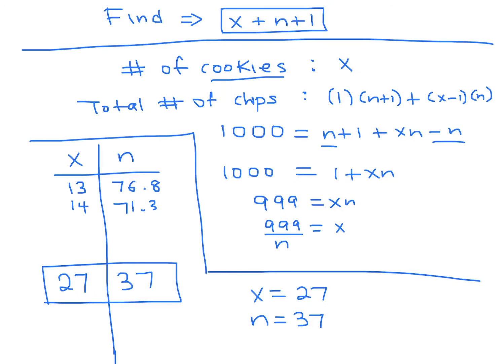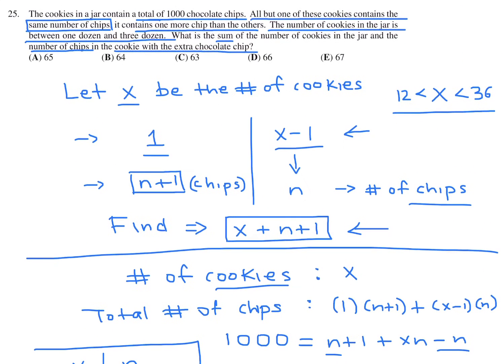And now let's see, they want us to find x plus n plus 1. Okay, no problem. x plus n plus 1 is 27 plus 37 plus 1, which is 65. And therefore the answer is, for number 25, A.